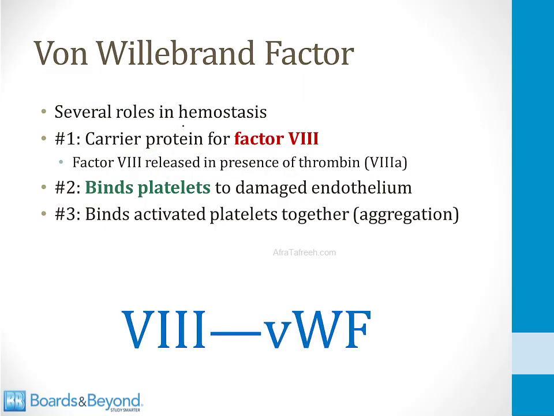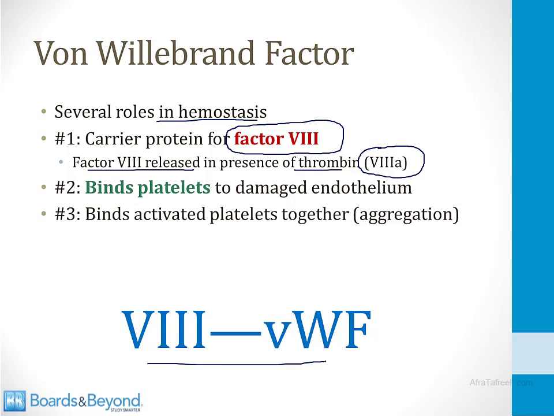Von Willebrand factor has three important roles in hemostasis. First of all, it is a carrier protein for factor VIII of the coagulation cascade. I discussed this in more detail in the module on coagulation, but factor VIII is released from von Willebrand factor in the presence of thrombin and becomes the activated factor VIIIa. But in the bloodstream, you can find factor VIII carried bound to von Willebrand factor. The second job of von Willebrand factor in hemostasis is to bind platelets to damaged endothelium. We'll talk more about that in a minute. And then finally, it can also bind activated platelets together as part of the process of platelet aggregation.